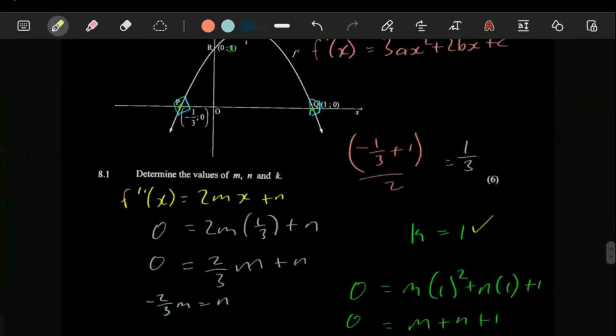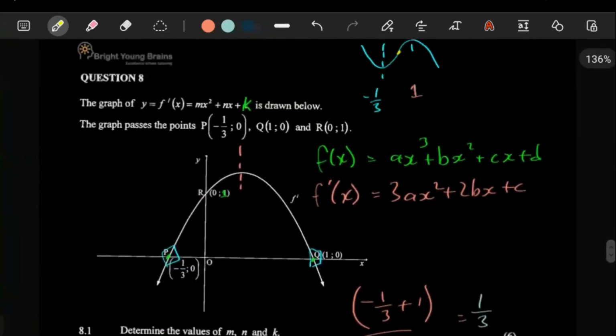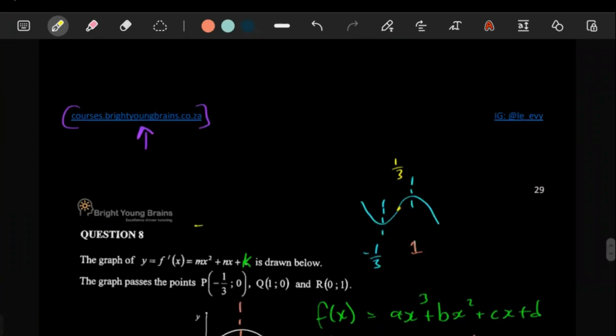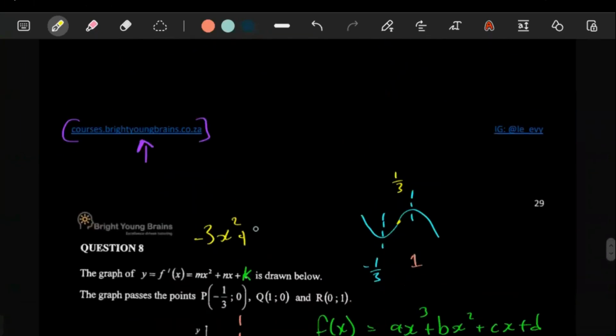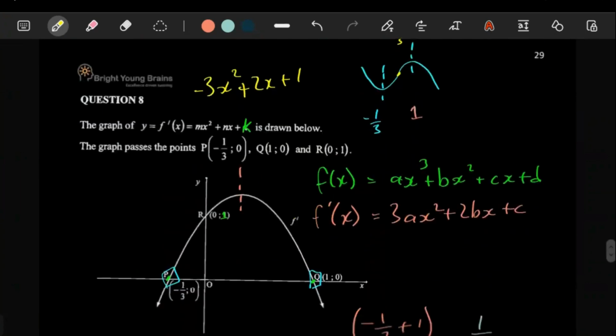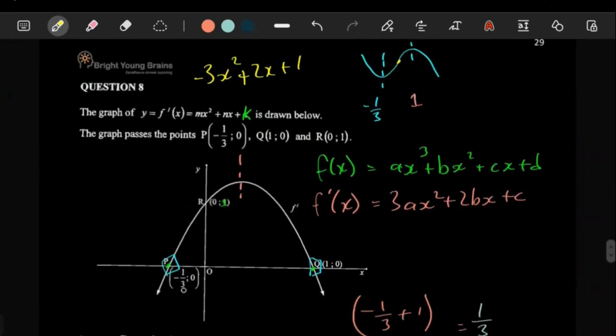You could test out your answer one way or the other. m is negative 3, so negative 3 x squared, and then n is positive 2, plus 2x plus 1. You can put in the x value as negative a third and see if you get a 0. So let's test it out. Negative a third in the place of x, then you have plus 2, negative a third in the place of x, and then plus 1. That's like 2 over 3.